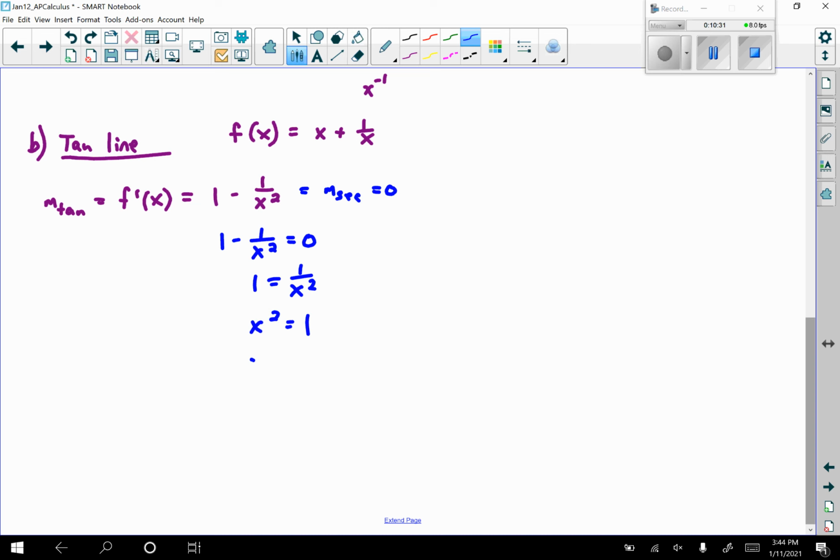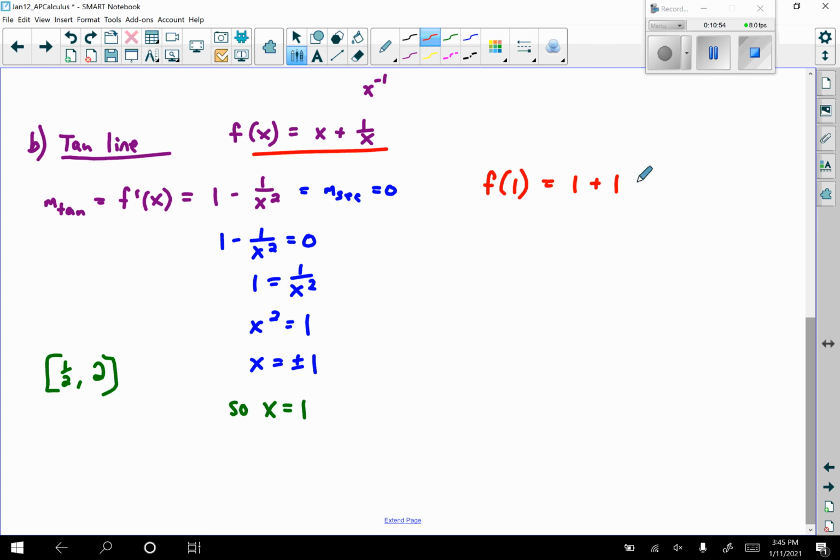So x squared would equal 1, x would equal plus or minus 1. So we may be able to use both of these x values, but remember, we're in the interval from 1/2 to 2, so we only need x to equal 1. So now we need to find f of 1, and that becomes 1 plus 1 over 1, so we get 2. So we're looking at the point 1 comma 2, and the slope of our tangent line is also 0. So we have another horizontal line, so this should just be the equation y equals 2.